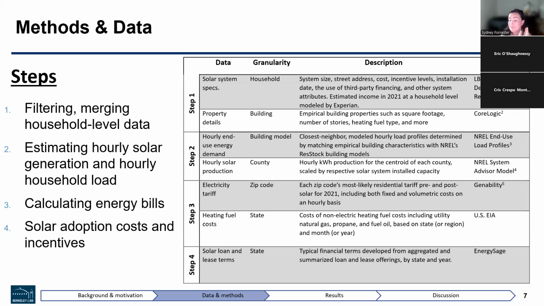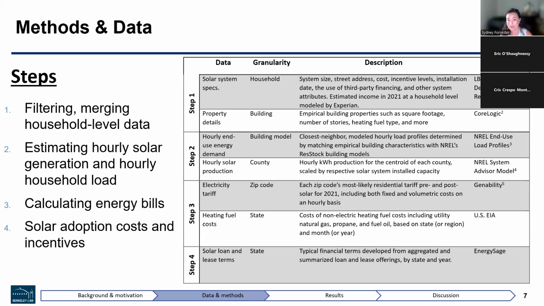So we basically match it with the model data and then calibrate it and use those as the hourly load. For the costs, for all non-electric stuff, we use US EIA data. So that is specific to the fuel type, the state or region, and then the month or year, depending on how granular we can get.